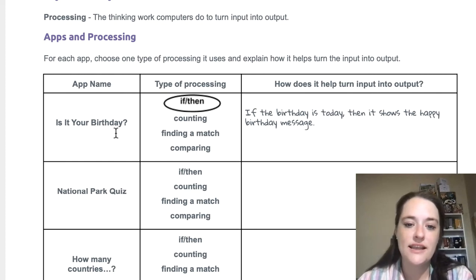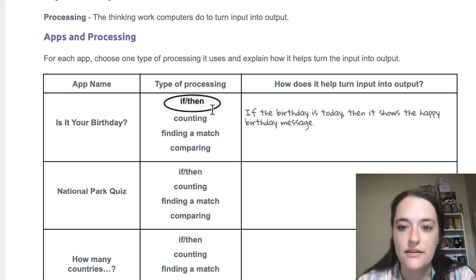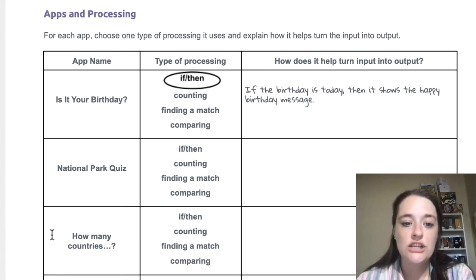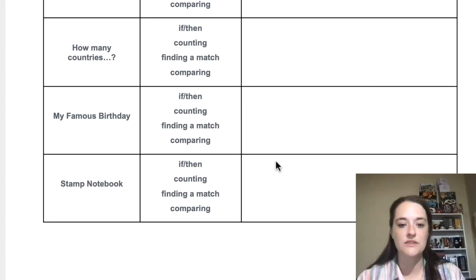So, is it your birthday? That's the app name. It used if-then. And so how did it help turn input to output? If the birthday is today, then it shows a happy birthday message. So what do you think National Park Quiz is going to do? We're going to fill out the activity guide as we go, okay?